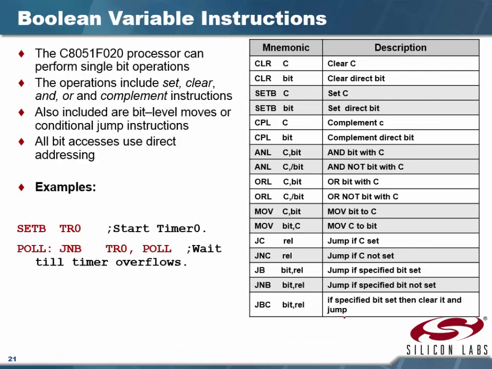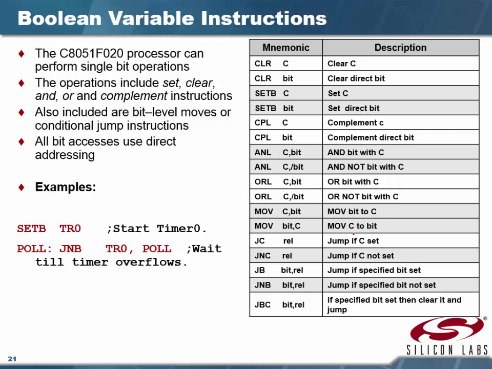Boolean is just bit operations. They refer to them as Boolean, but I refer to them as bit operations. We can clear a bit. This is the carry flag. Clear a bit. Again, this could be a bit in a bit addressable memory location, or a special function register. In other words, clear port 1.0, set port 1.0, complement port 1.0, and also with a particular location or with the carry flag. Let's just use the carry flag.